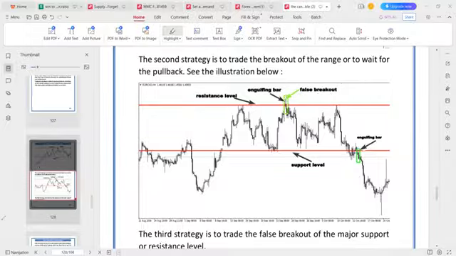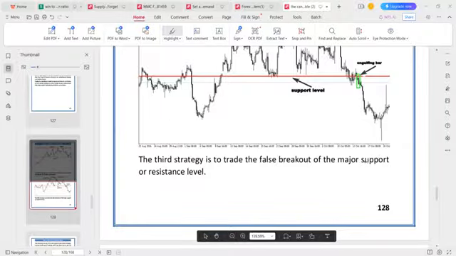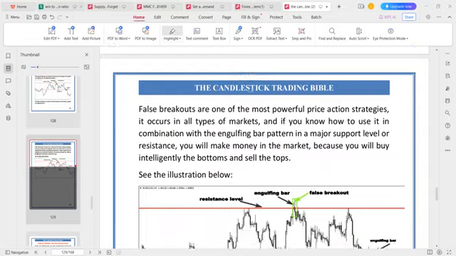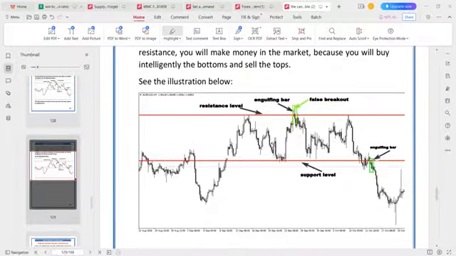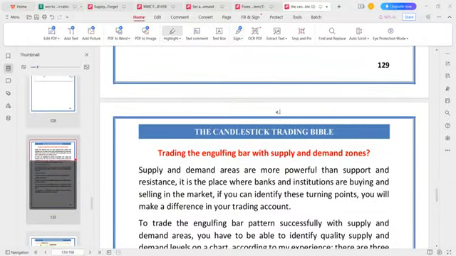The third strategy is to trade a false breakout of the major support or resistance level. I think it's illustrated before there. False breakouts are one of the most powerful price action strategies. It occurs in all types of markets, and if you know how to use it in combination with the engulfing bar pattern at a major support or resistance level, you will make money in the market because you buy the bottoms and sell the tops intelligently. Keeping it simple, right? This is the same item illustrated above, same as below.